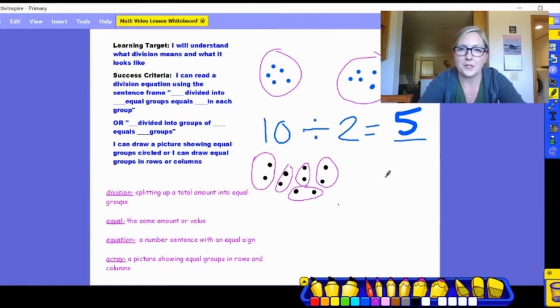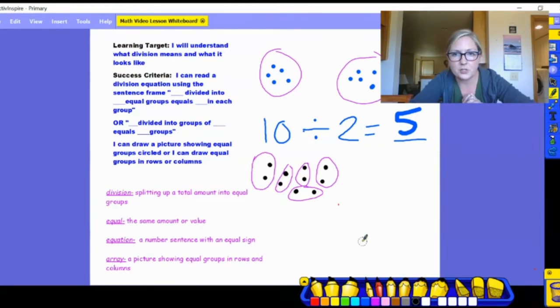those are both ways we can think about how to divide a total of 10 by 2, either splitting it into 2 equal groups or splitting it into groups of 2. Either way, our answer will be 5.